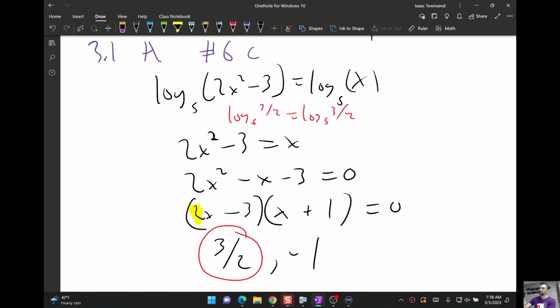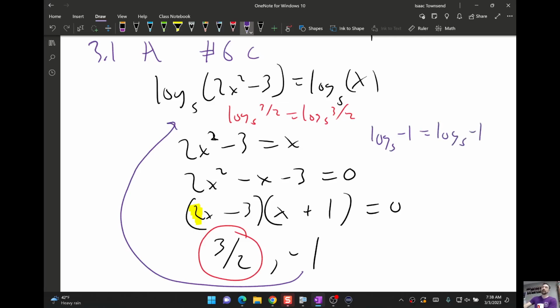But if you plug in -1, you're going to have log base 5 of -1 equals log base 5 of -1. And at a quick glance, it doesn't look like anything's wrong there. The left equals the right. But there's no power of 5 that's ever going to give you 0 or -1. You cannot take the log of 0. You cannot take the log of -1. This one was extraneous, and you should not have kept it. You cannot keep it and be correct.